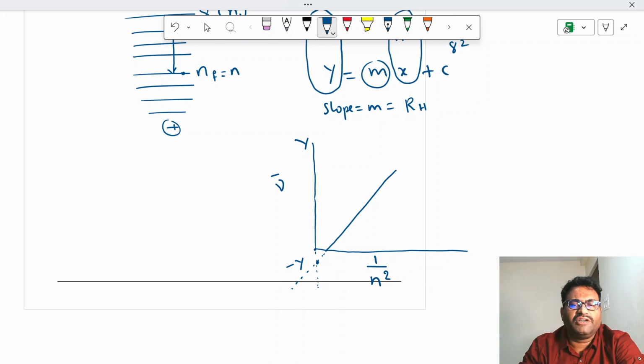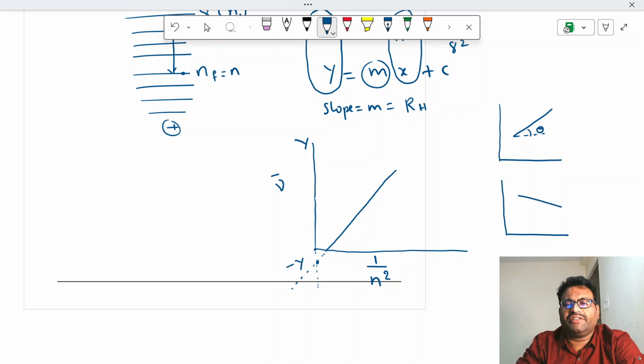Positive slope means this will be a positive slope, right? When the slope is positive, you will have a graph like this, theta less than 90. For a negative slope, you will have a graph like this, right? Theta greater than 90. So this is a negative slope and this will be a positive slope. Okay.